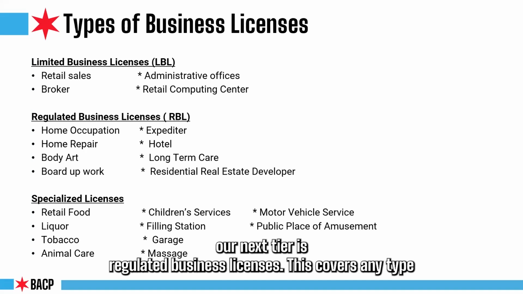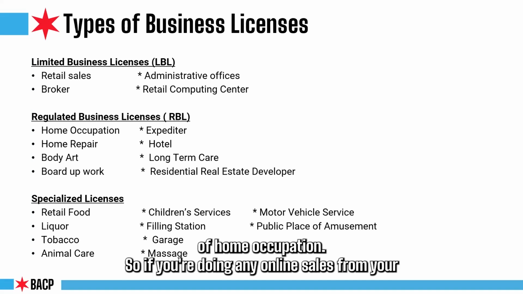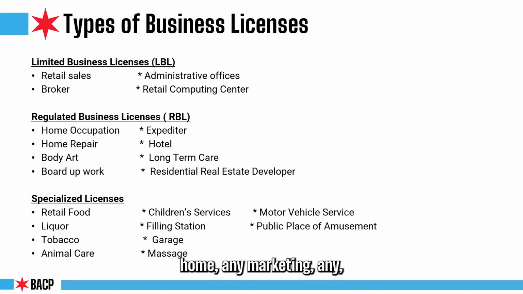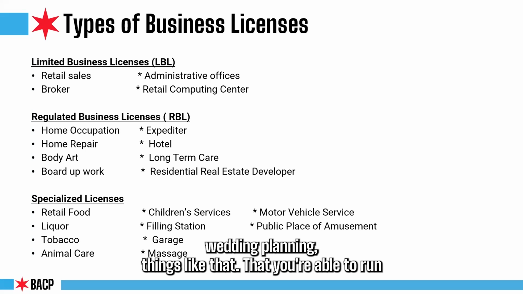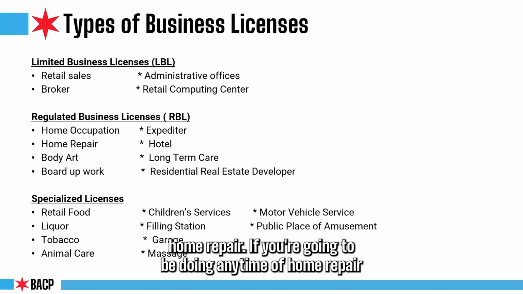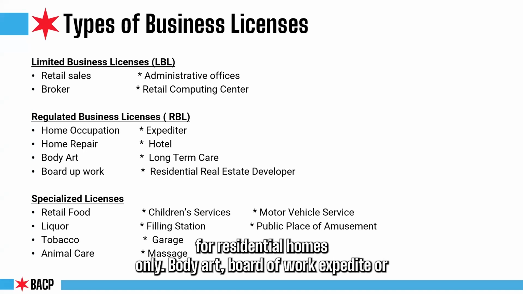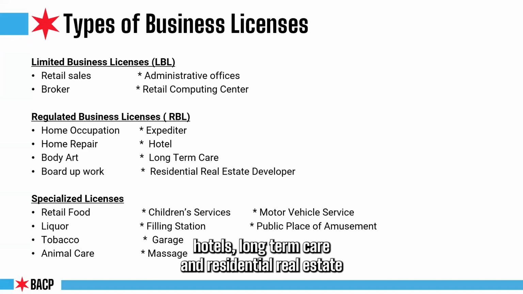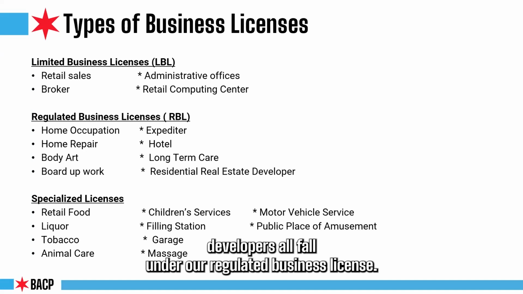Our next tier is regulated business licenses. This covers any type of home occupation. So if you're doing any online sales from your home, any marketing, any wedding planning, things like that, that you're able to run from your home office, that falls under home occupation. Home repair, if you're going to be doing any type of home repair for residential homes only. Body art, board of work, expediter, hotels, long-term care, and residential real estate developers all fall under our regulated business license.